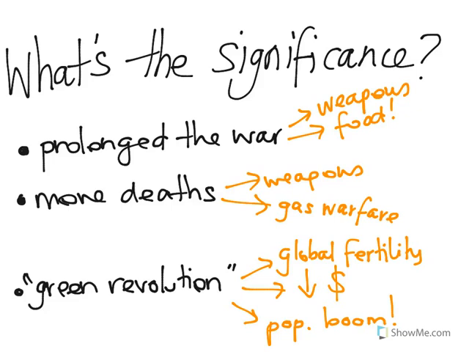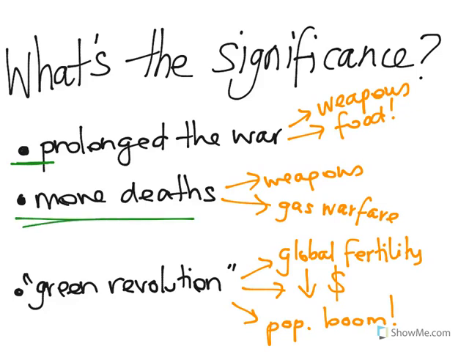So what's the significance of this? Well, there were two main significances at the time. So it was the prolonging of the war. The war wouldn't have been able to start, let alone go for as long as it did, if Germany wasn't receiving nitrogen and ammonia. It had to make its weapons, it also had to feed its people. And that wasn't going to happen if the British had their blockades up. So it definitely prolonged the war.